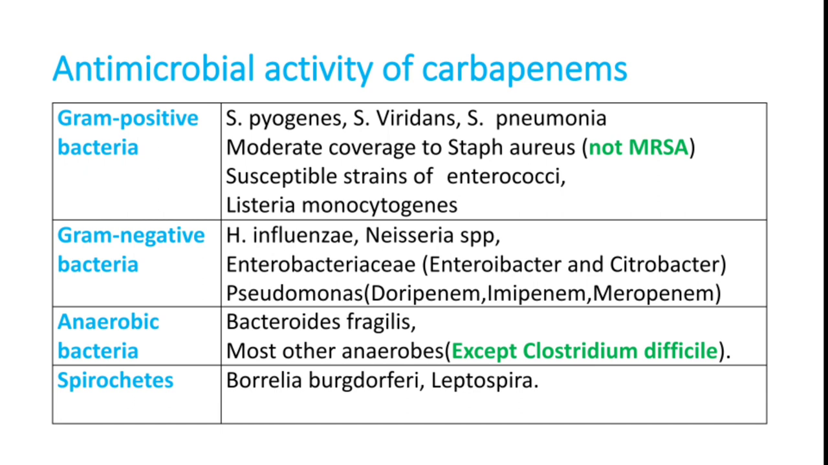Gram-negative, mainly H. influenzae, Neisseria, Enterobacteriaceae, Pseudomonas, all these things will be covered by carbapenems. Anaerobic bacteria, Bacteroides fragilis, most other anaerobes except Clostridium difficile. Spirochetes, Borrelia and Leptospira. So we can see many patients who have leptospirosis.